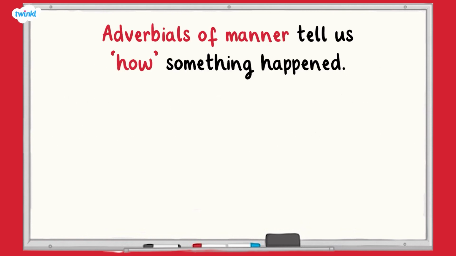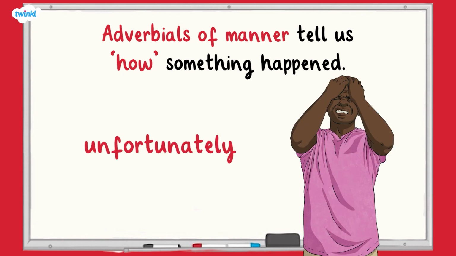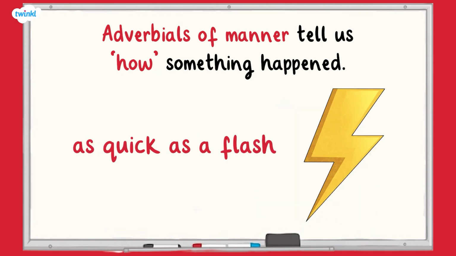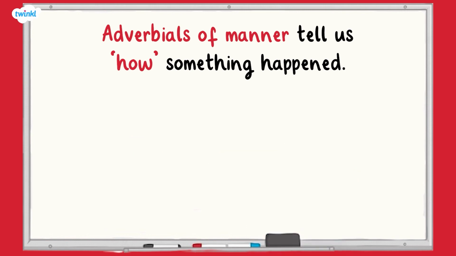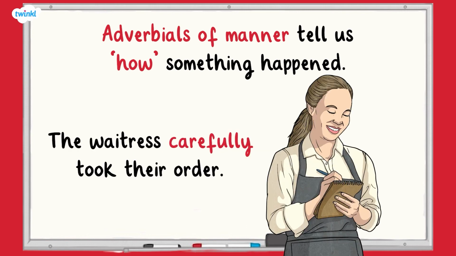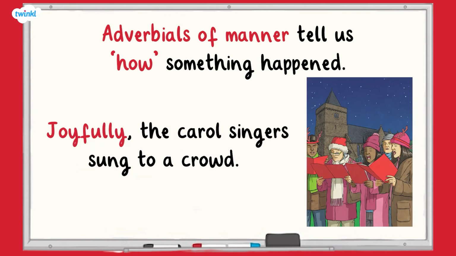Adverbials of manner give us information about how something happened, such as unfortunately, angrily, as quick as a flash, or silently. For example, the waitress carefully took their order, or joyfully, the carol singers sung to a crowd.